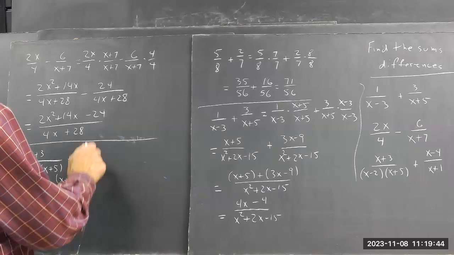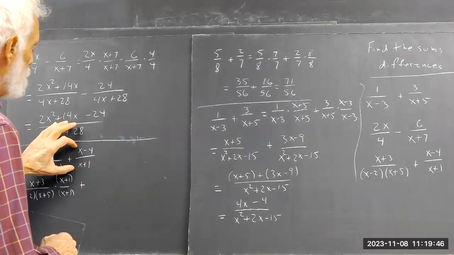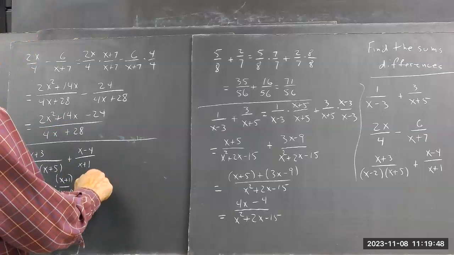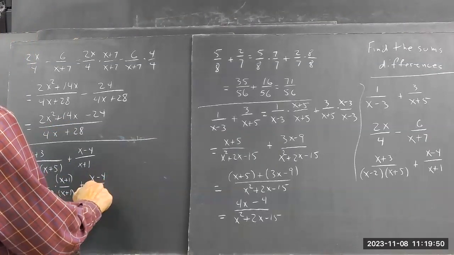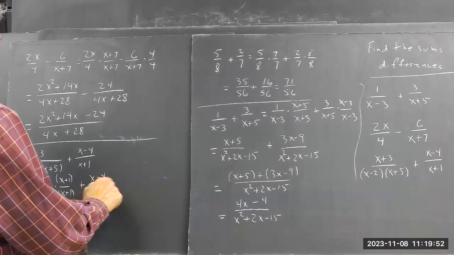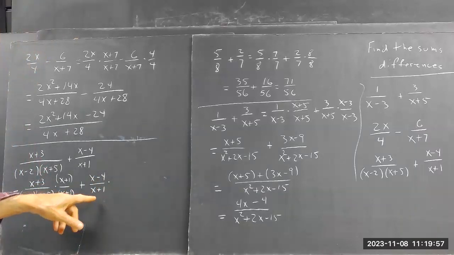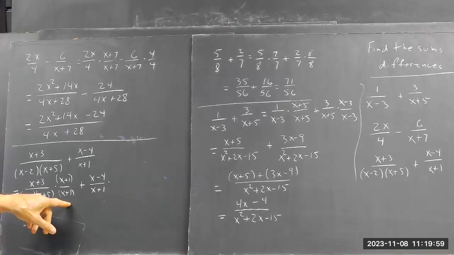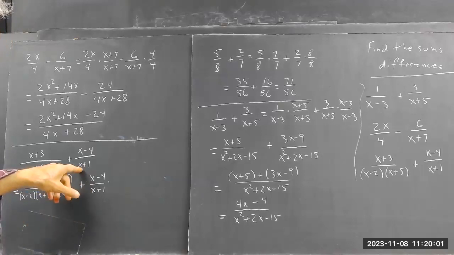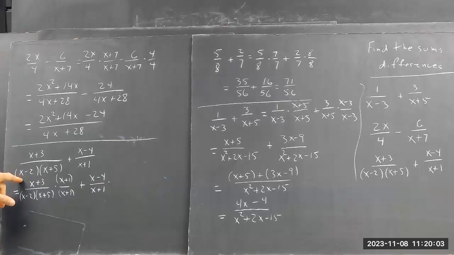Then we do the same with the second term. We multiply by whatever is going to give us all three of these factors in the denominator. Well, we've got the x plus 1. We need an x minus 2 and an x plus 5.